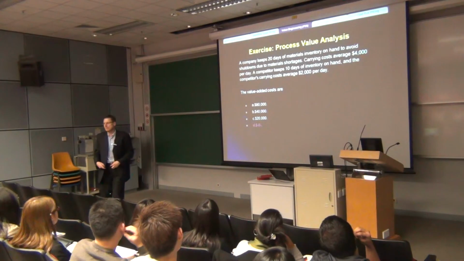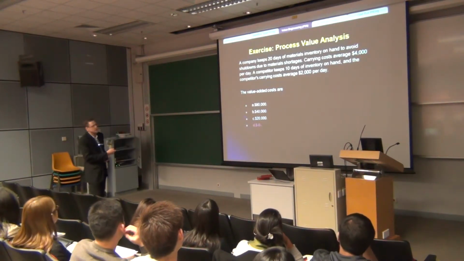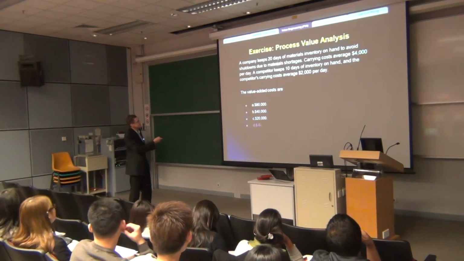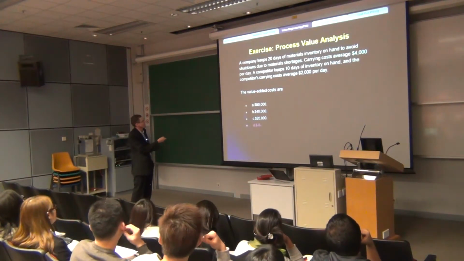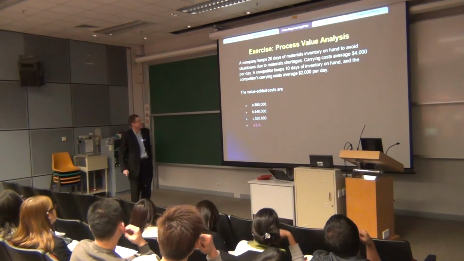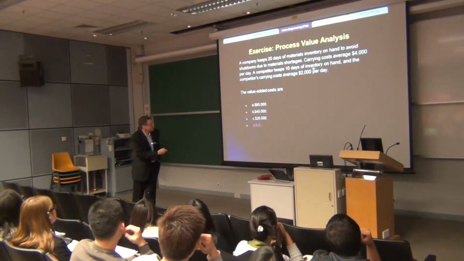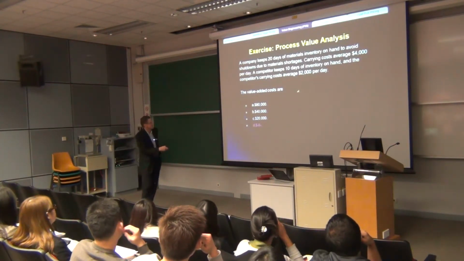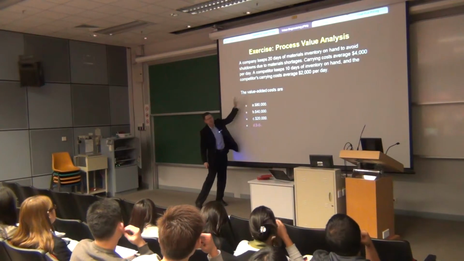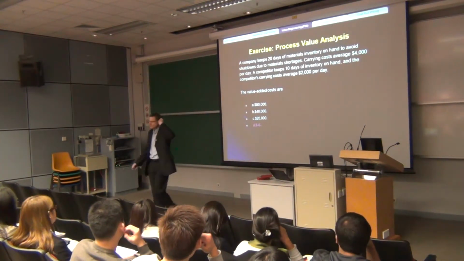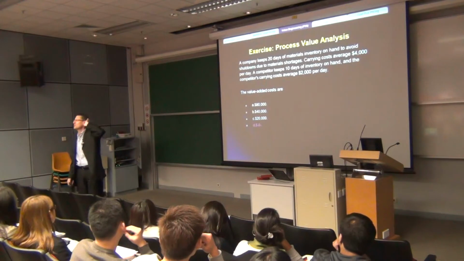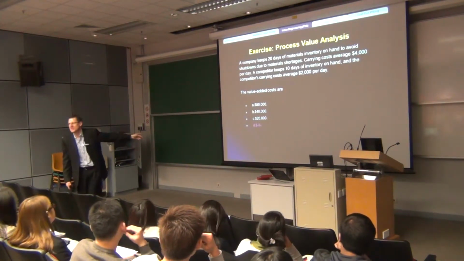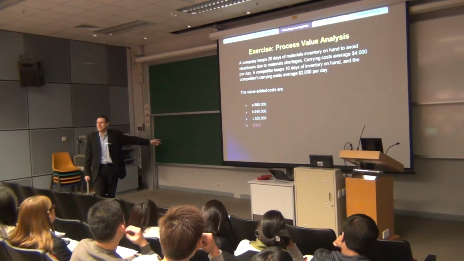Here's a real example that may be tested on the midterm test. The notes look very good on the iPad. I like that. 20 days of materials inventory. Carrying costs average $4,000 per day. The competitor competes with 10 days of inventory on hand, and the competitor's carrying costs average $2,000 per day. The value added costs are how much? You see the answer there, right? 0. All right, trick question.